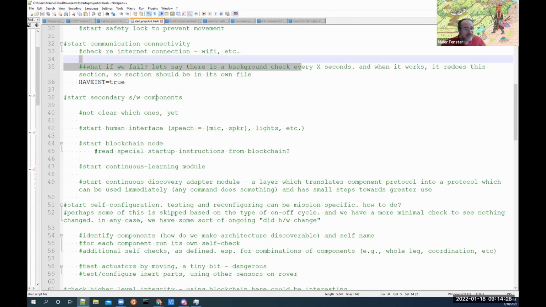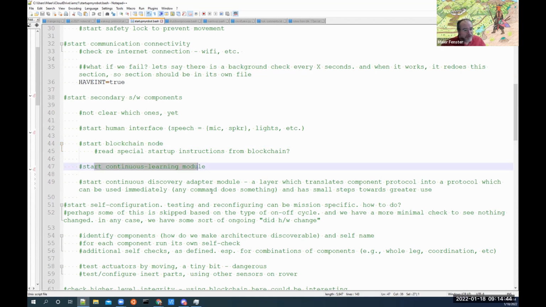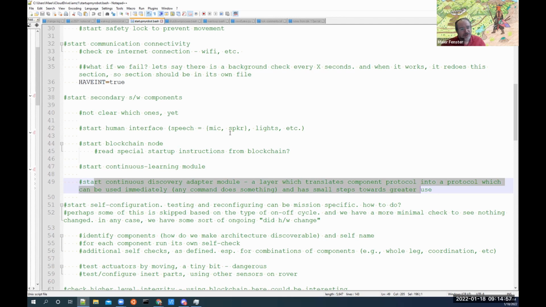Now I start secondary components. I have perhaps a human interface. I mean, I do have a human interface. I start running my blockchain node, but maybe this was done earlier. If I have a continuous learning module in the operating system, which continuously learns and improves what the rover does, I have to start that. And here's something else, a continuous discovery adapter module.